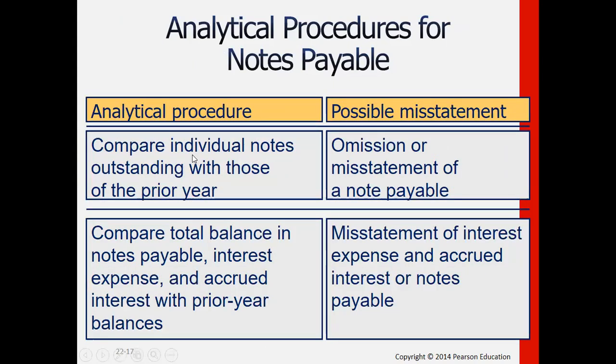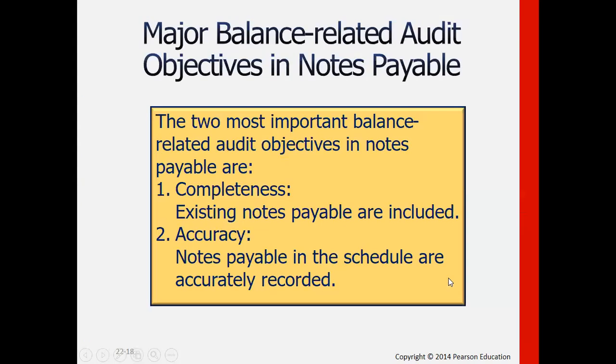Then what about if we compare individual notes outstanding, meaning unpaid notes, with those of the prior year? We would be able to check if there has been omitted or misstated notes payable. Next, what about if we compare the total balance, the interest expense, and the accrued with prior year balances? So we will be able to check if there has been misstatement in these accounts.